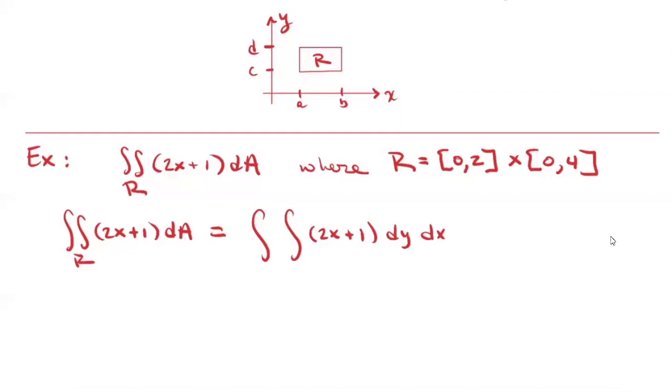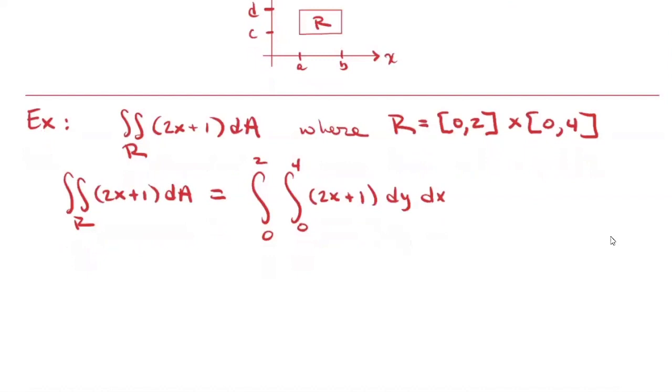So let's go on. x again is going from 0 to 2. That's on the outside, but on the inside, y goes 0 to 4. Again, outside, x from 0 to 2. And now this is just iterated. So let's leave the 0 to 2 alone and take an antiderivative with respect to y. So that's going to be 2xy plus y.